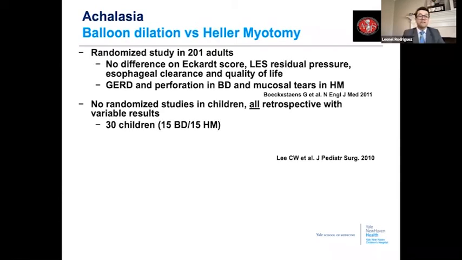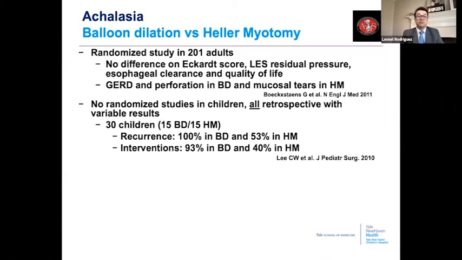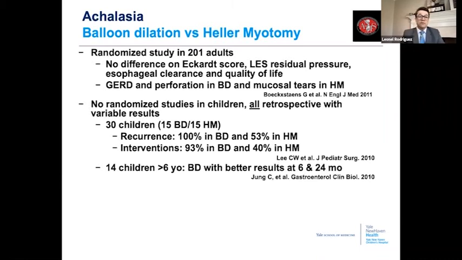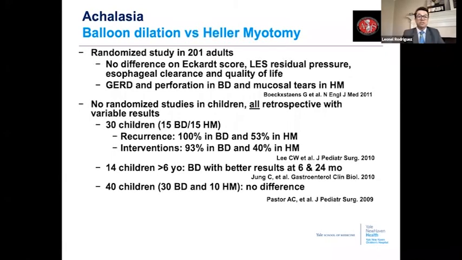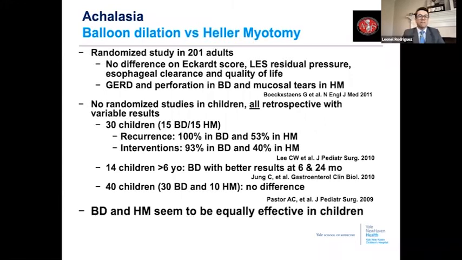So, for example, there is this study of 30 children that showed 100% of recurrence in those that underwent balloon dilation, and half of those that underwent Heller myotomy. And the interventions, of course, because they recur more in balloon dilation, they require more interventions than those that underwent Heller myotomy. There is another study with 14 children that showed the opposite, that balloon dilation had better results at 6 and 24 months. And there is a last study with 40 children that showed no difference. So in general terms, I think that we agree, even with the small studies that we have, that balloon dilation and Heller myotomy seem to be equally effective in children.